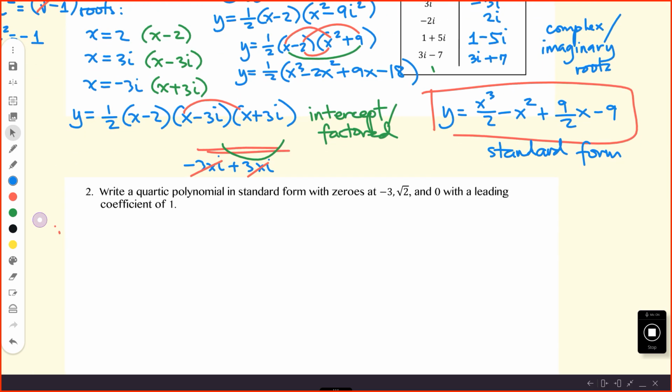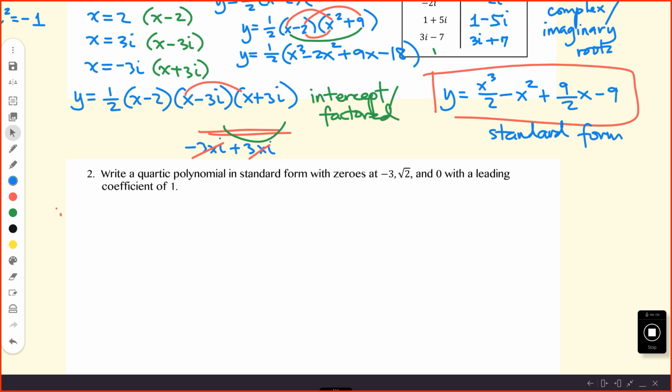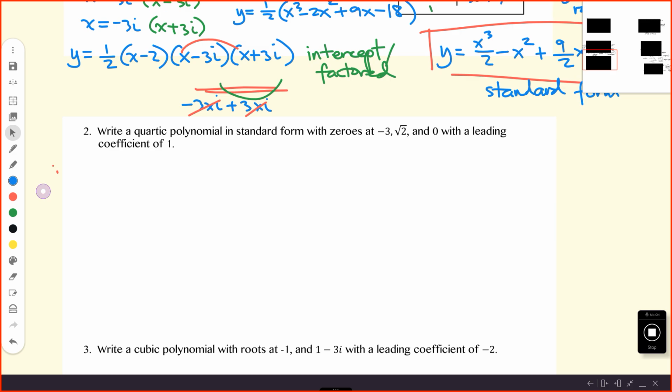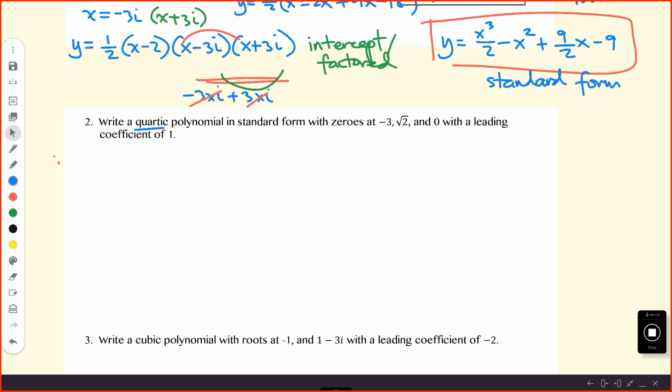Okay, so any questions for the first example? All right, let's do the second. The second is a quartic polynomial. What is the degree if it's quartic? 4. So this is degree 4.